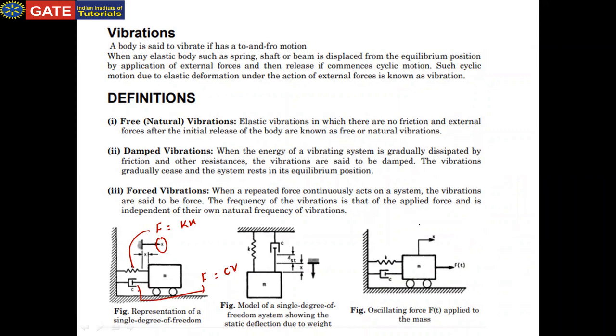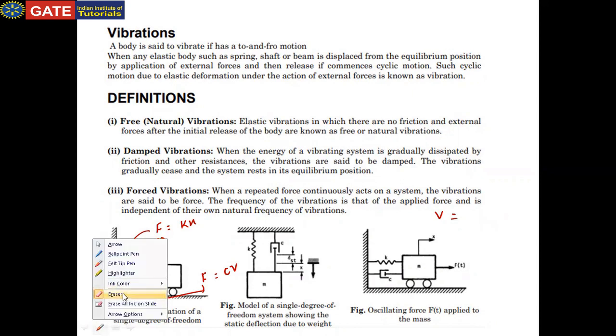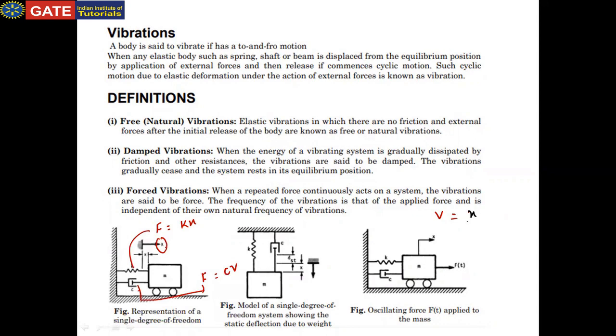What is the velocity? It is distance by time. What is the distance? It is x. So we can write x by t. Can I write x by t as a velocity? Yes, distance by time. X by t, can I write x dot? Dot means per unit time, or divided by time. So the damping force, you can write F is equal to C into X dot. F is Kx for the spring, and F is equal to Cx dot for the damper. Is that clear?